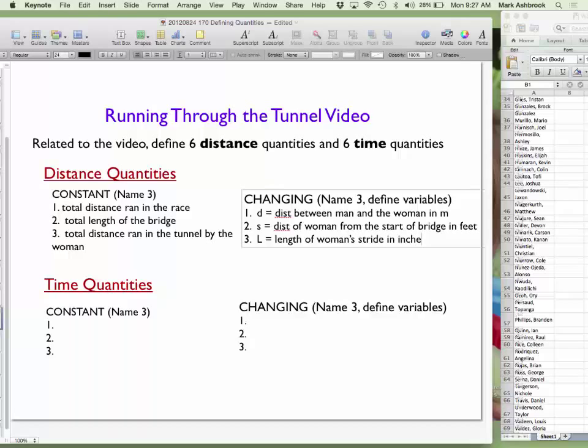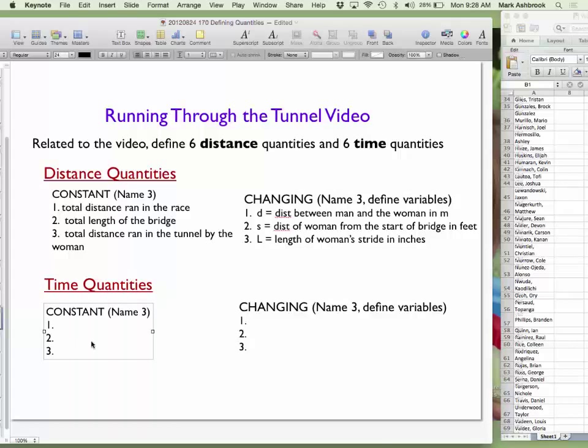Is it a distance quantity that changes? Yeah, so from stride to stride, there's going to be a slight variation in how long her stride is, okay? Is it fully specific? Does it have units? Awesome. Getting the hang of this?